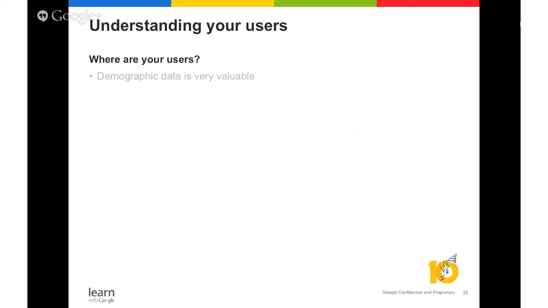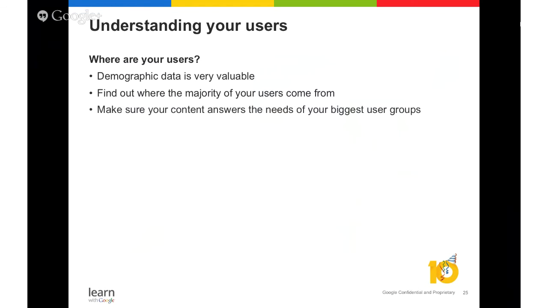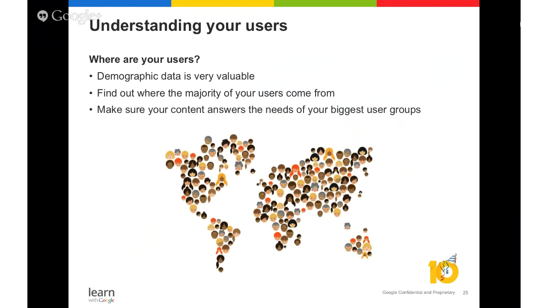Demographic data about your users is also very valuable. Find out where the majority of your users come from and if they're interested in different things or use your website differently than you intended. Make sure your content or service answers the needs of your biggest user groups. For example, if you see that a lot of traffic comes from another country, you might consider translating your website into another language. Or if your demographic is predominantly female, you might want to change the visual elements of the site to appeal to that particular demographic.